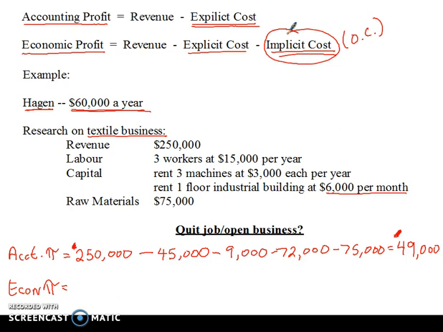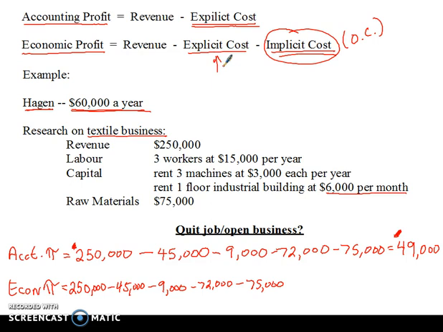So now my economic profit is going to be the $250,000 per year of revenue minus the $45,000 that I have to pay for the 3 workers, minus the $9,000 that I have to pay for the sewing machines. That was right here. Minus the $72,000 that I have to pay in rent, minus the $75,000 that I have to pay for the raw materials. All of that is the same. That's the explicit costs right here.